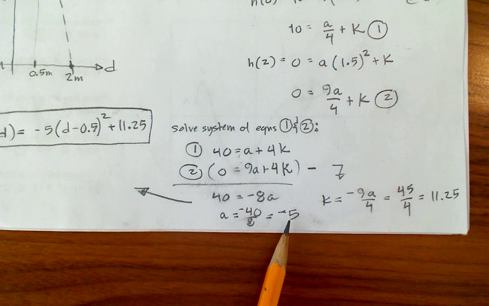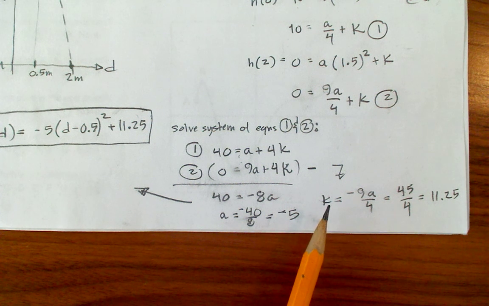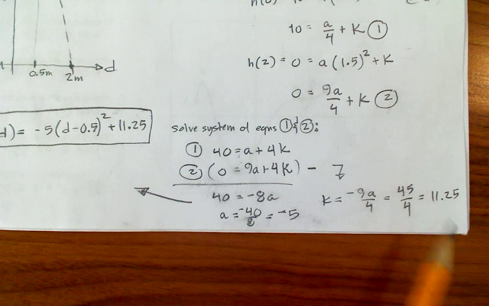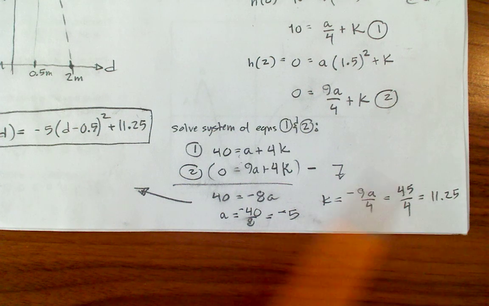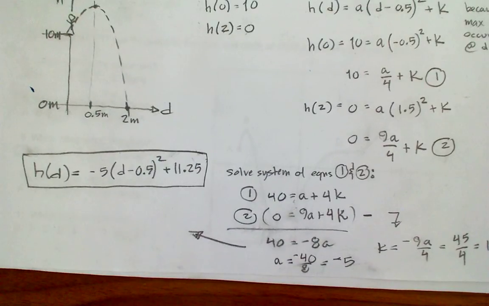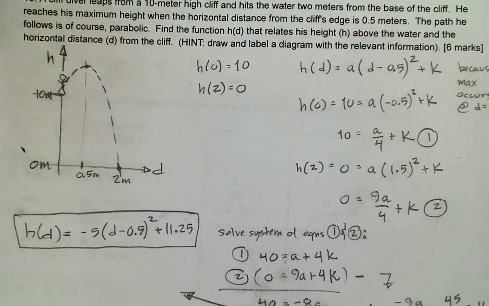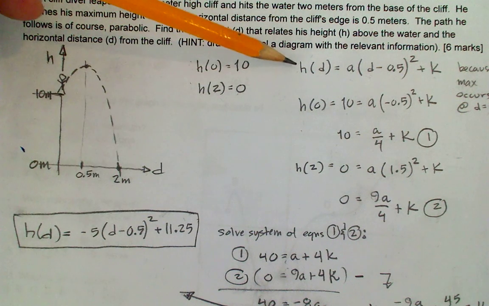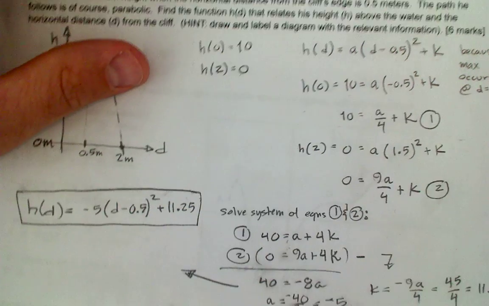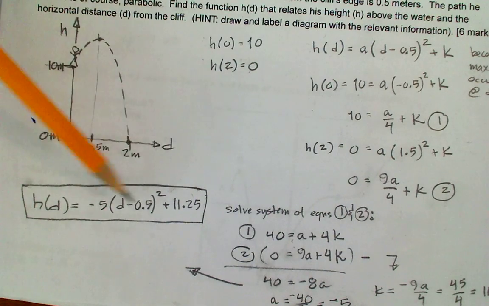And that makes sense because I know that a needs to be negative if I'm going to have a downward facing parabola, which I do. And then I can go back and figure out what k is equal to, and it's 11.25. So when I put all that together from my original quadratic in vertex form, I can just substitute a and k right in there, and that's my relationship, and that's it. That's what we're looking for here.